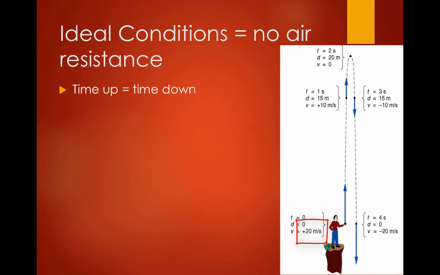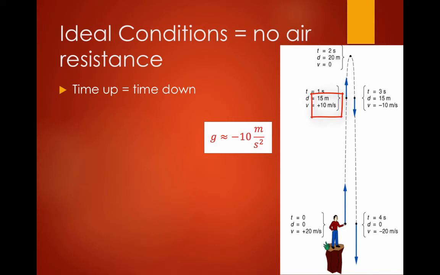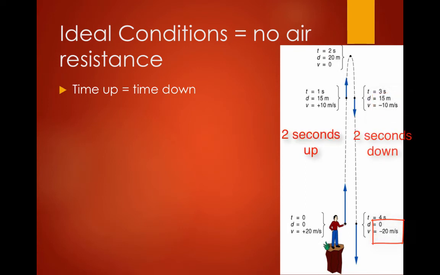As you can see with the example on the right, the fellow tosses the ball with an initial velocity of 20 meters per second. If we round gravity to negative 10 meters per second squared, after 1 second, it will have a velocity of 10 meters per second. After 2 seconds, it will be 0 meters per second. After 3 seconds, it will gain negative 10 meters per second, and after 4 seconds, it will be at negative 20 meters per second. The amount of time up equals the same amount down.